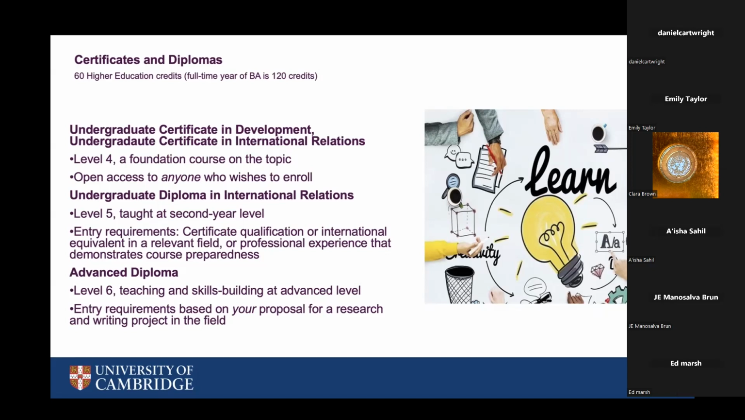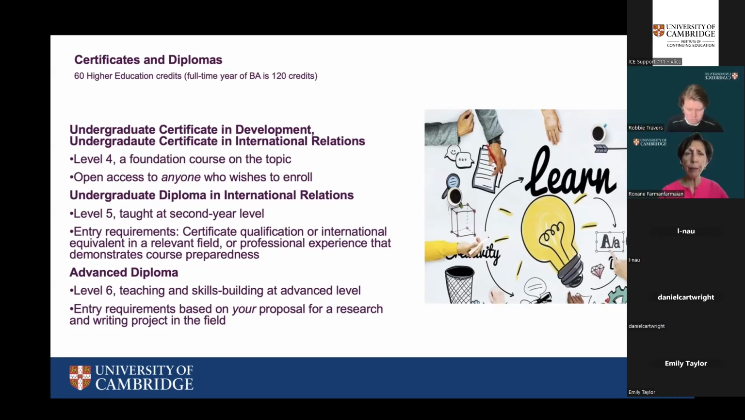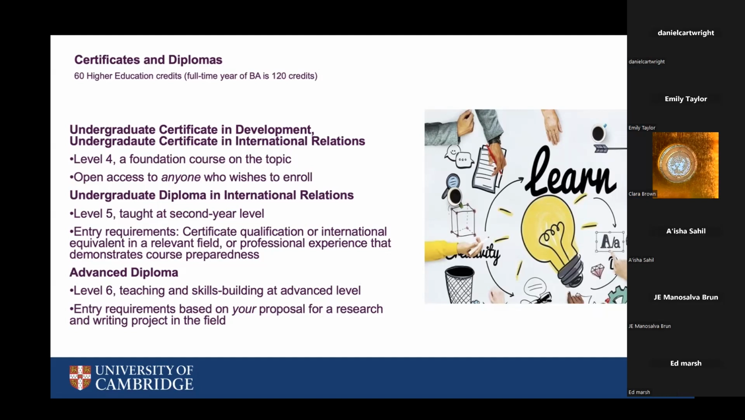The diploma, therefore, is not open access. We do look at having students that come either with having taken the certificate as a qualification or have an international equivalent to that course in a relevant field, or indeed have had professional experience that shows that they have a good idea of what the course in international relations is going to cover and have a background of some kind in the topic.